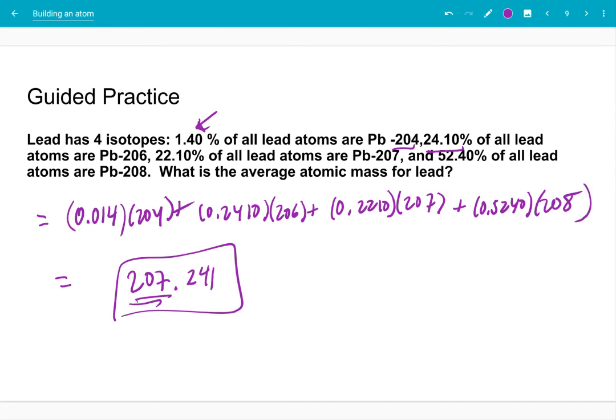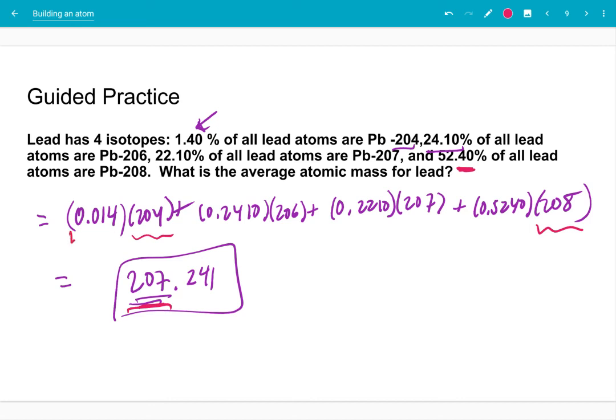Looking at the different masses given, I knew it would have to be between 204 and 208. So first check, is it between 204 and 208? Yes. And then I noticed that almost over 50% is 208, so my answer is probably going to be closer to 208. And is 207 closer to 208? Yeah, it's a little bit bigger than 207, a little bit smaller than 208. So that answer does make sense.